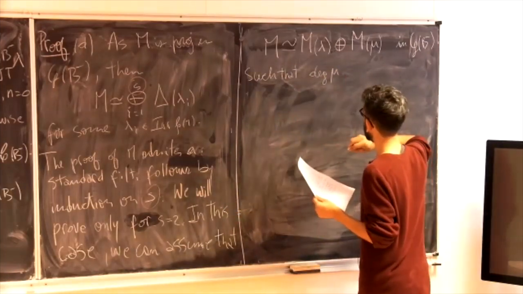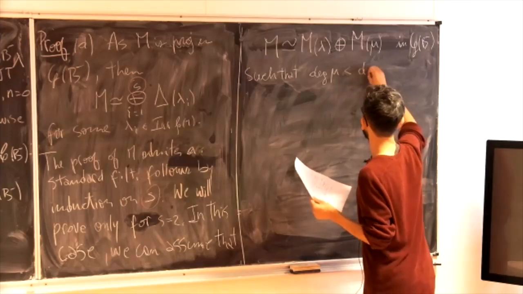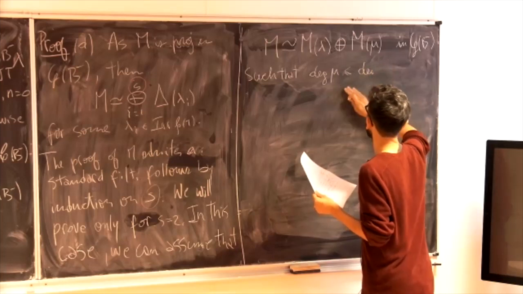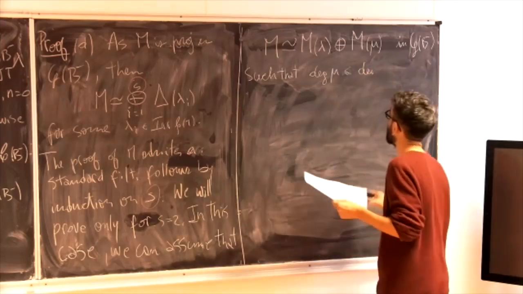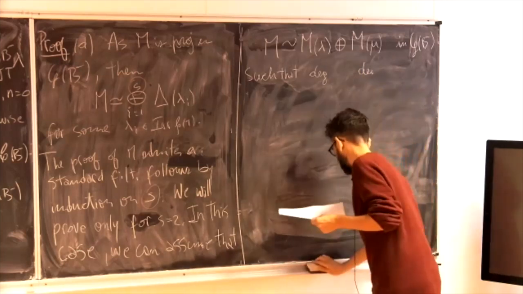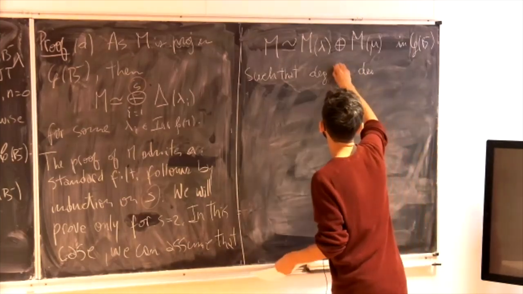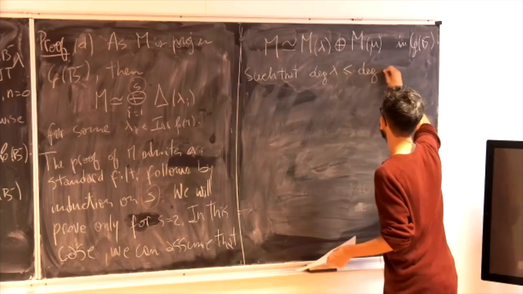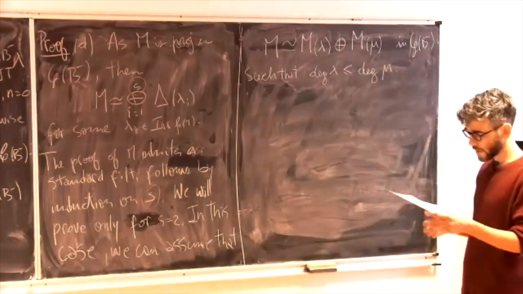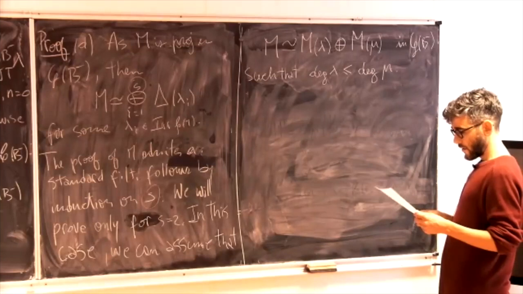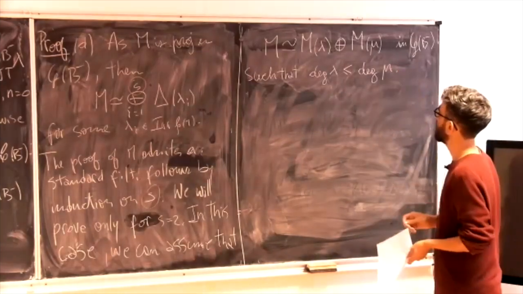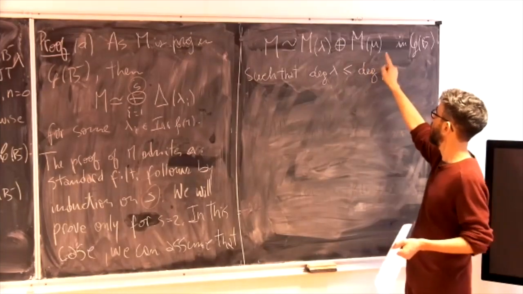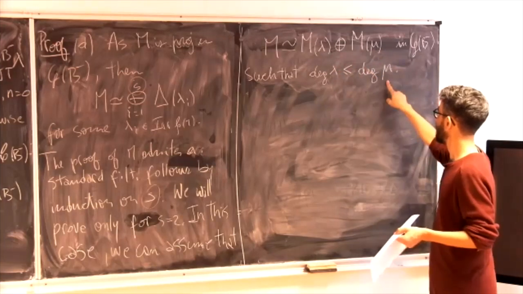that the degree of mu is smaller than the degree of, no, the other way around. I want the degree of lambda lower than the degree of mu. Okay, we assume this, and then we will analyze the submodule of M generated by mu and by lambda.